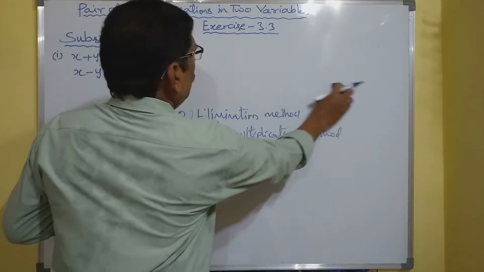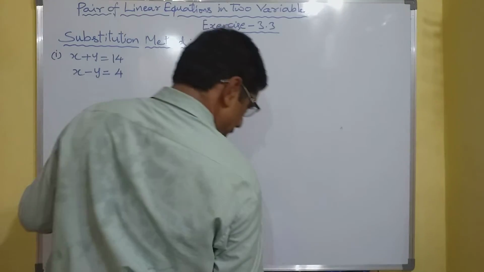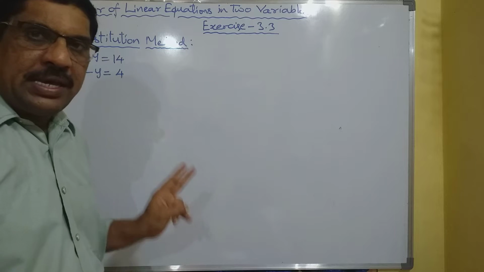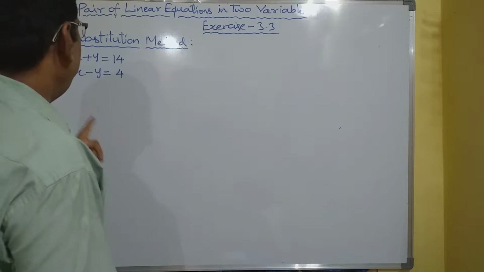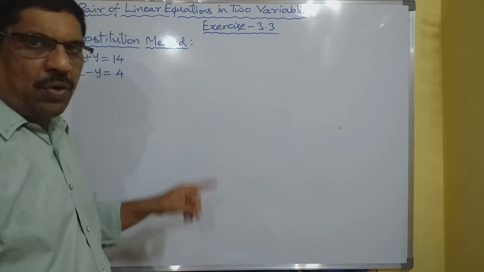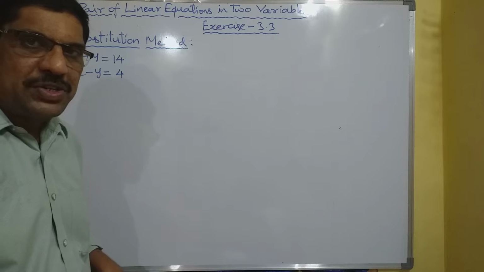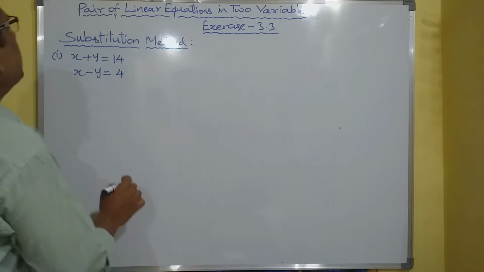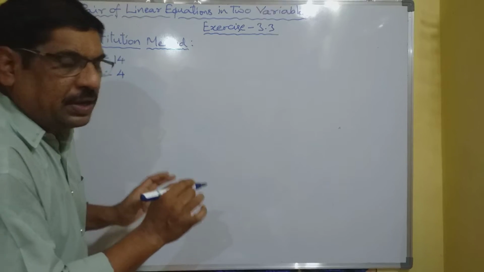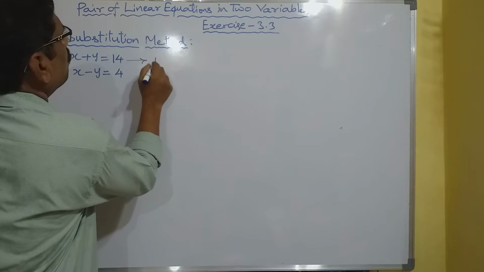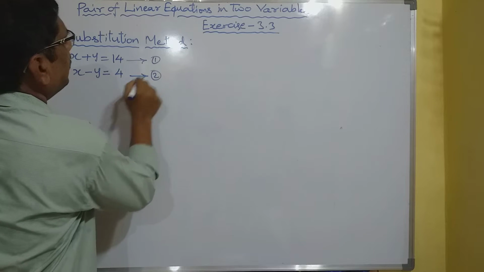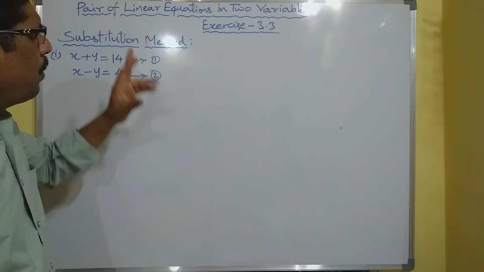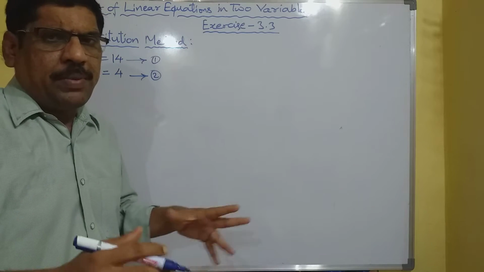Now look at this. Here there are two equations, x plus y is equal to 14 and x minus y is equal to 4. Let us solve these two equations by using the substitution method. Let us take the two given equations as the first equation and the second equation. Now observe the method very carefully. By using this method, we can solve many problems.